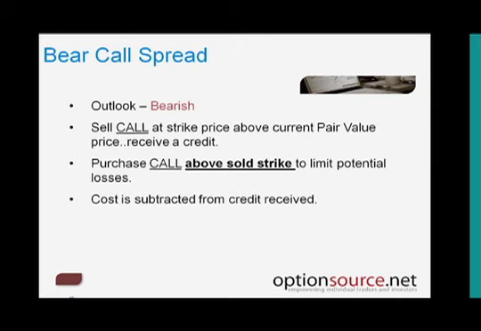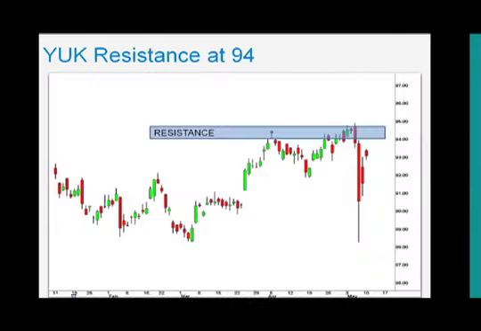Now, just to finish up with the construction of this strategy, what happens once we purchase that call option above the sold strike price is that the cost of that call option is subtracted from the credit received. What happens again is if the pair value stays the same or drops, we keep the credit. The options expire worthless. We don't have to do anything to offset the position, and we can move forward and look into another set of opportunities for the following month.